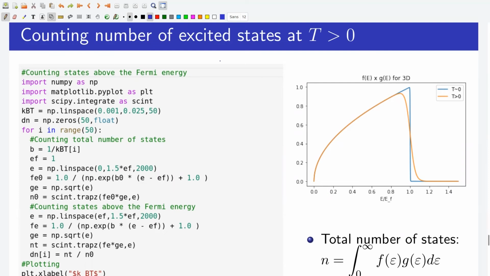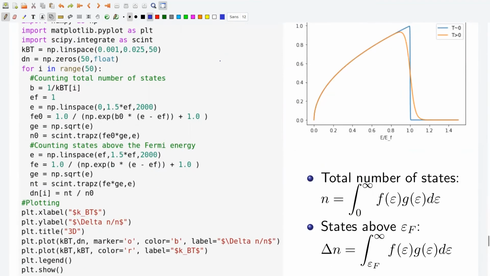Let us find out the fraction of electrons getting excited above the Fermi level at T greater than 0. Total number of states is given by the total area under the curve Fe times Ge. Number of states above EF can be calculated from the area as shown here.